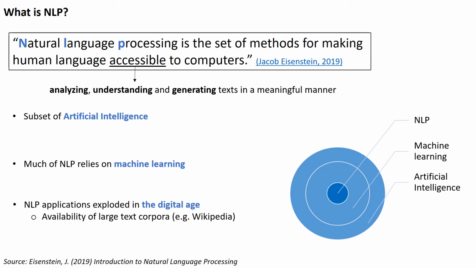And these applications have exploded recently in the digital age, especially in the 21st century. Well, why is that? Well, to make computers understand language, we need to feed it a lot of examples. This is something we'll talk about later. And in a digital age, we have large text corpora available. For example, you could download the entire Wikipedia archive and use it to feed an algorithm so that the algorithm has a basic understanding of language.